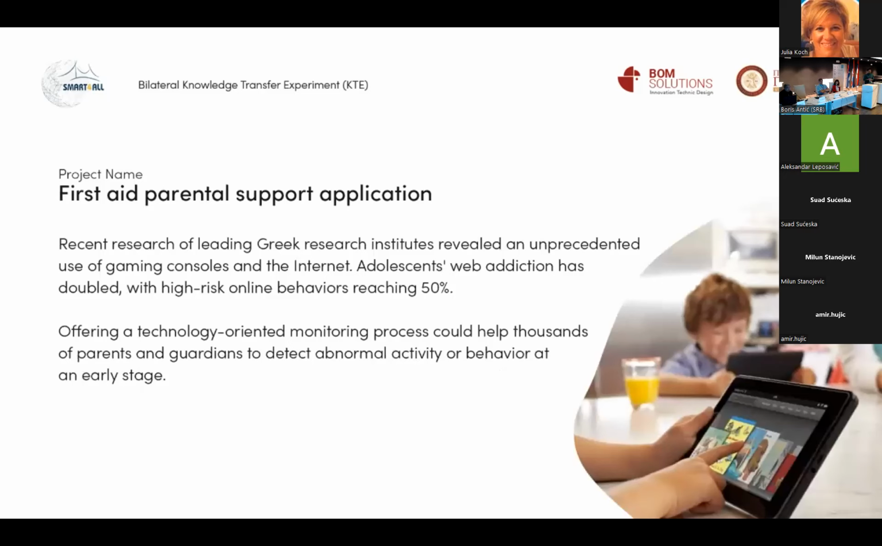FAPSA is a first aid parental support application, which means that the leading Greek research institutes have all the data about internet addiction in this call, specialized in the risk behaviors of young people, especially teenagers. So we would like to help them, while using technology, to let parents recognize their kids' behavior, and then according to that they can make some decisions.